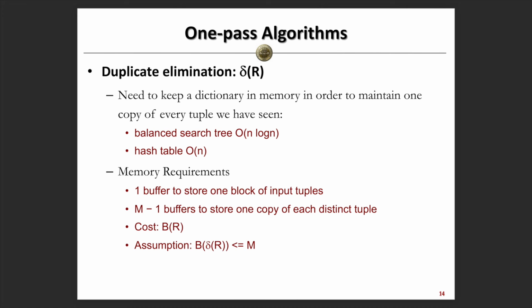Here we also have one assumption or requirement. Normally we assume that B(δ(R)), which denotes the number of blocks for storing the distinct tuples in the relation, is no greater than M. In other words, it is enough for us to store all the distinct tuples in the relation. We store the tuples in blocks, and the number of blocks we use for storing all of these distinct tuples in relation R is no larger than the number of blocks we can store in memory. This is one requirement or assumption for implementing this operator with a one-pass algorithm.